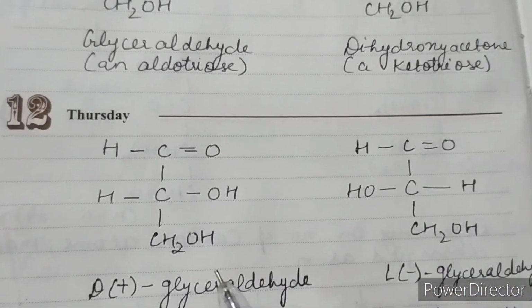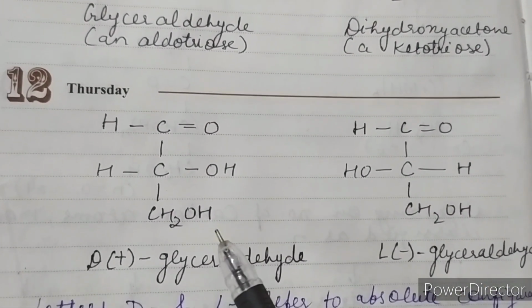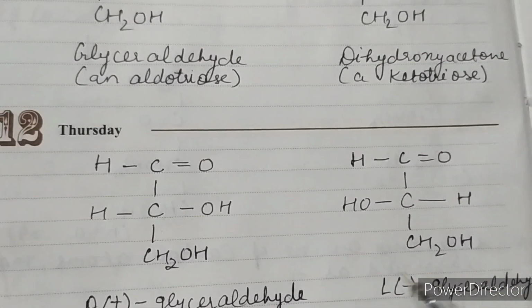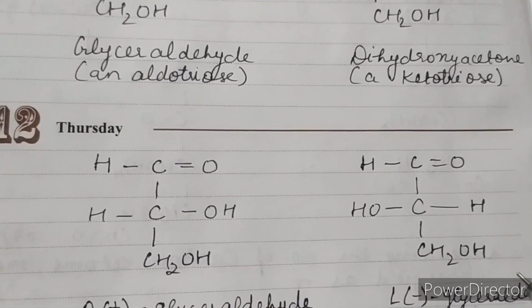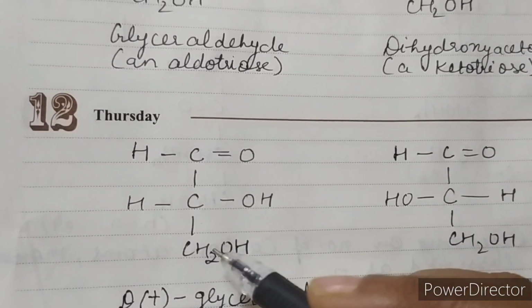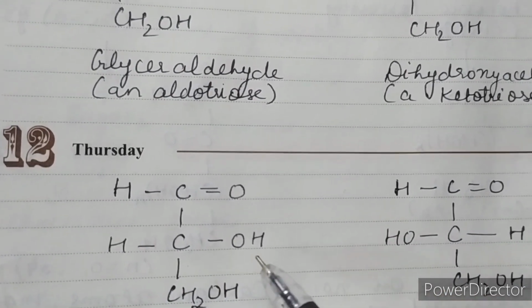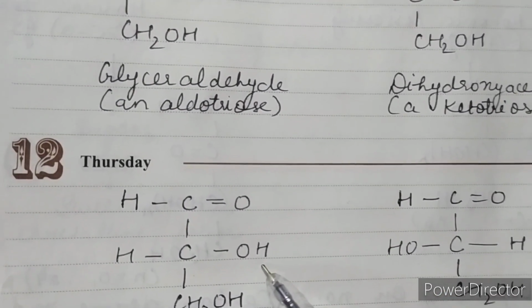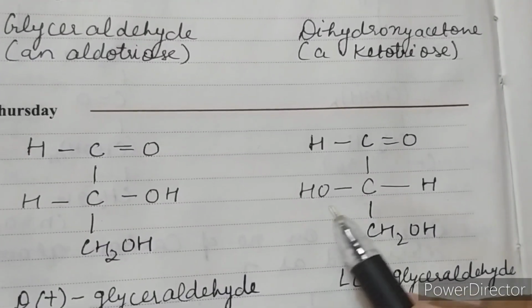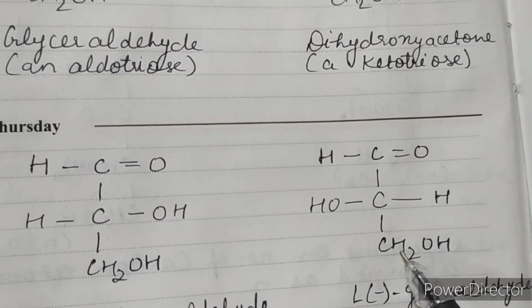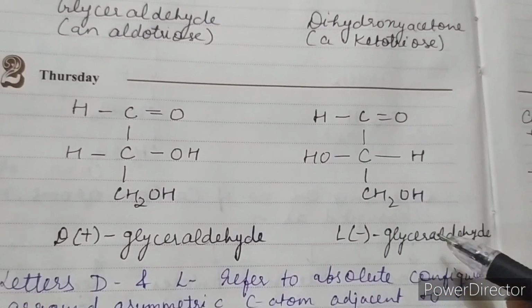Now monosaccharides are further classified into the D family and L family. How do we decide the configuration of monosaccharides as D configuration or L configuration? If the OH group on the carbon atom adjacent to the CH2OH group is on the right side, then it is termed D configuration. And if in the monosaccharide the OH group lies on the left hand side on the carbon atom adjacent to the CH2OH group, then it is assigned L configuration. So this is D-glyceraldehyde and this is L-glyceraldehyde.